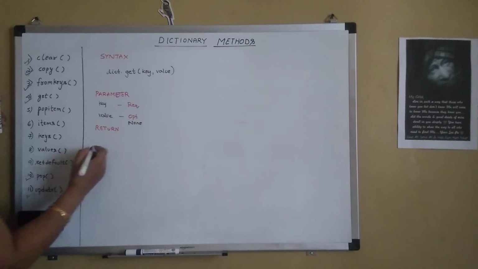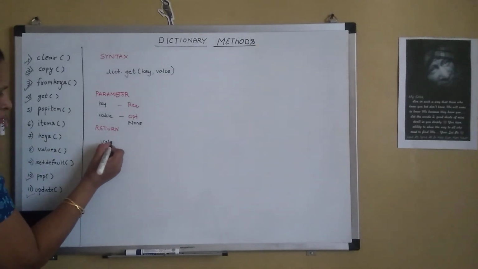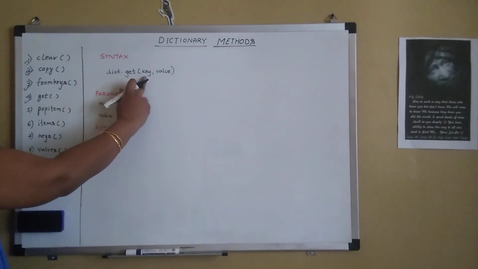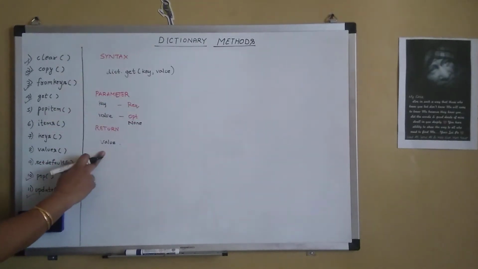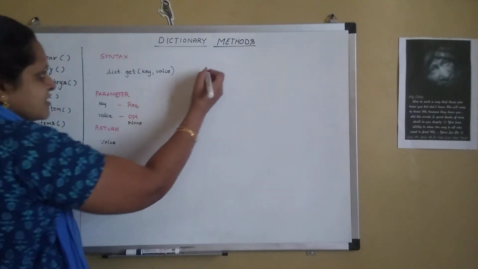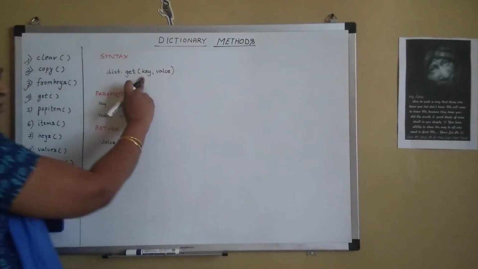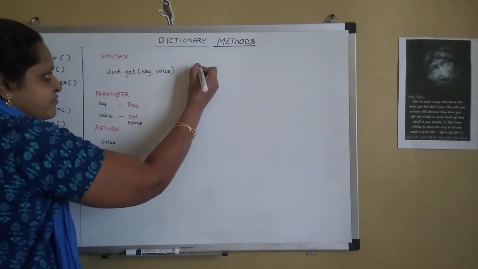And what does it return? It returns the value. So basically we specify the key and we retrieve the value. The get function takes in the key and retrieves back the value corresponding to that particular key.